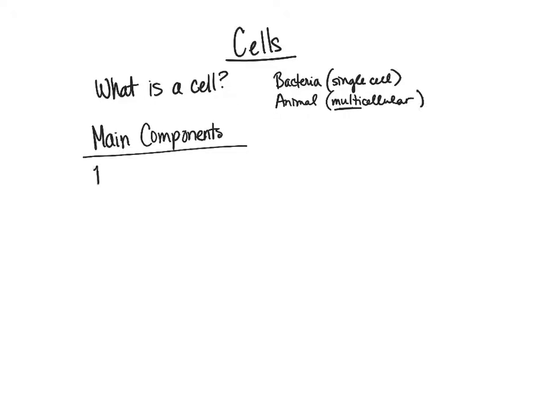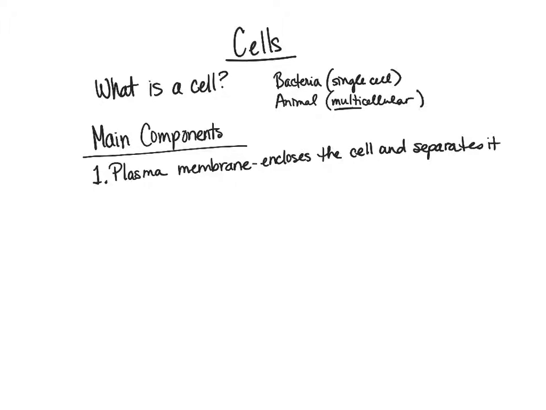So the first of the main components is called the plasma membrane. Now, the plasma membrane is basically the outside of the cell. It's what's going to enclose the cell, and it's what keeps it separate from its environment. And we're going to talk a whole lot more about the plasma membrane, but as a general idea here, the main component, we're just going to write out that it encloses the cell and separates it from the environment.